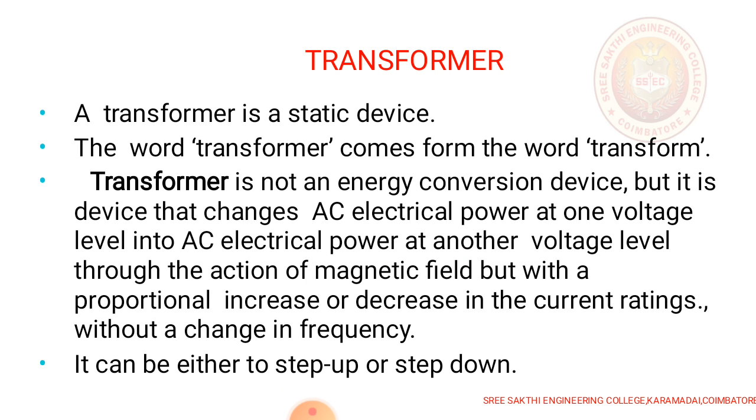Basically, the AC system is used instead of DC systems for the generation, transmission and distribution of electrical power because AC voltage can be increased or decreased according to our requirements. So, transformer is a static device. The word transformer comes from the word transform, that is, it transfers the electrical energy from one circuit to the other when there is no electrical connection between the two circuits.